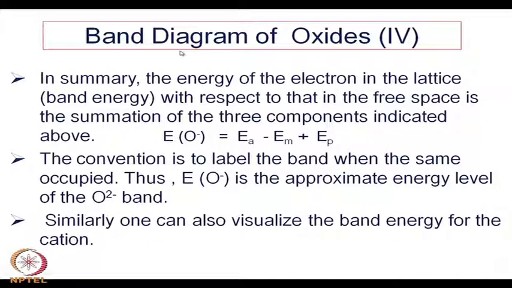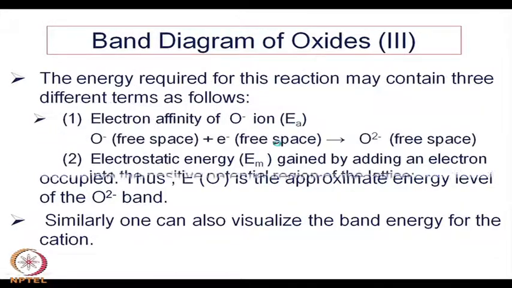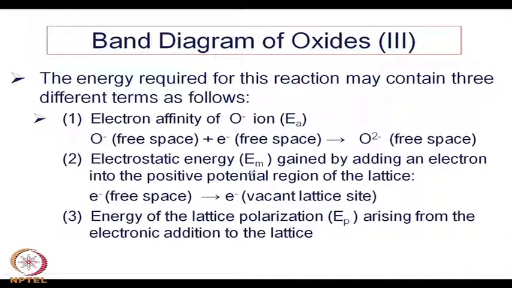So, the total energy change, in summary, the energy of the electron in the lattice band, or the band energy, with respect to that in free space, is the summation of the three components indicated above. So, E O minus equals EA, which is the term explained earlier. This is a negative term because the energy is gained by this particular process. This is a gain in energy.